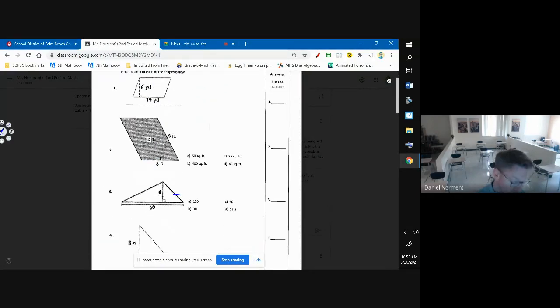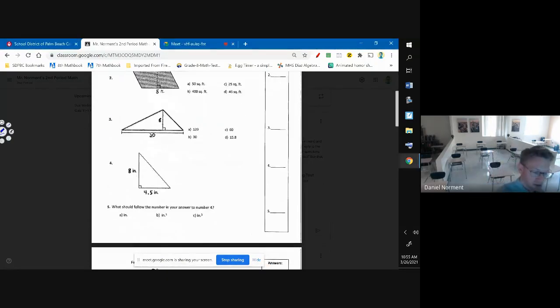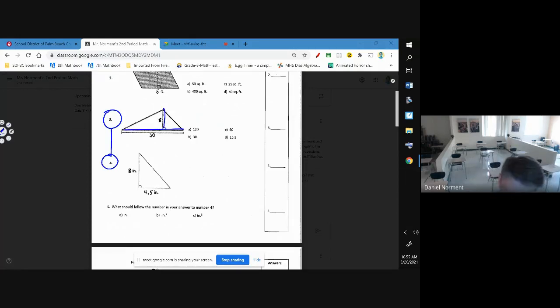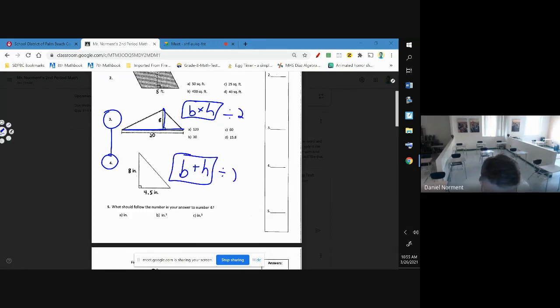But you know what people have missed? A lot of people have been missing this and this. And the reason why is they're forgetting. They're doing base times height, which is what you're supposed to do. But after you do base times height, they're stopping, and they're doing that for both. But they're forgetting that you're supposed to divide by 2. Okay? So when you do base times height, don't forget for number 3 and number 4, you need to divide by 2. Why? Because it's a triangle.